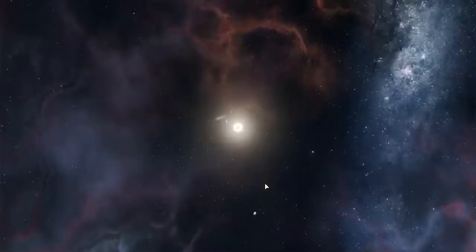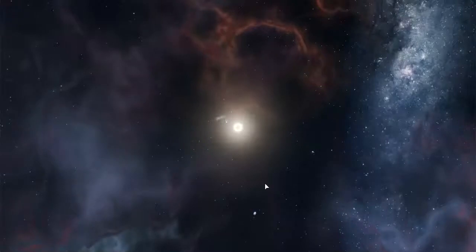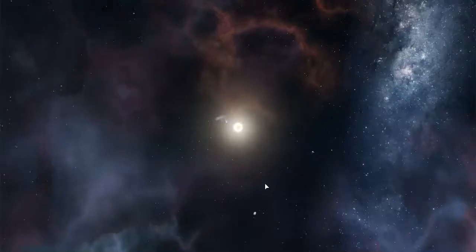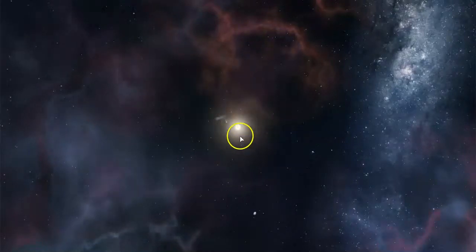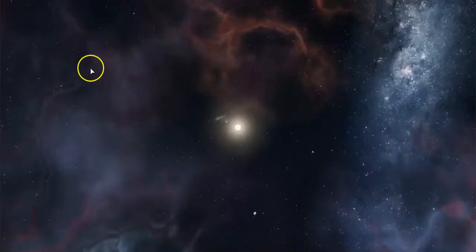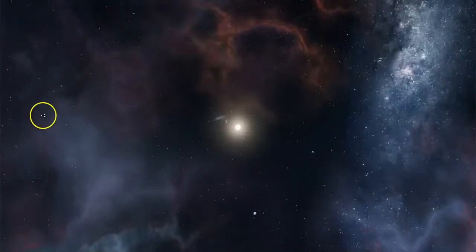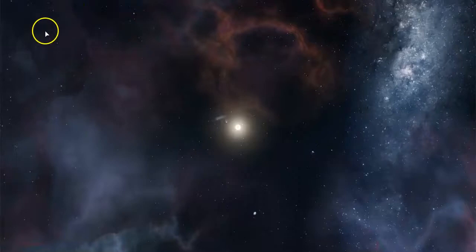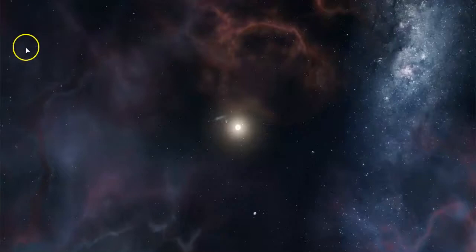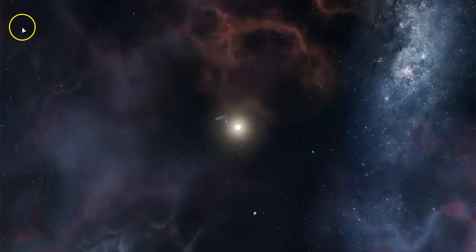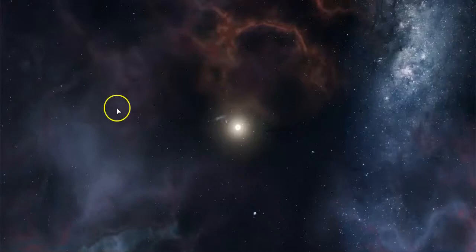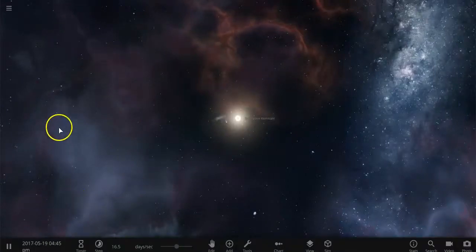So when we increase the gravity or the mass to 10 times the size of the sun, what happened? Okay, I'm going to go back and reset our solar system. There we go.